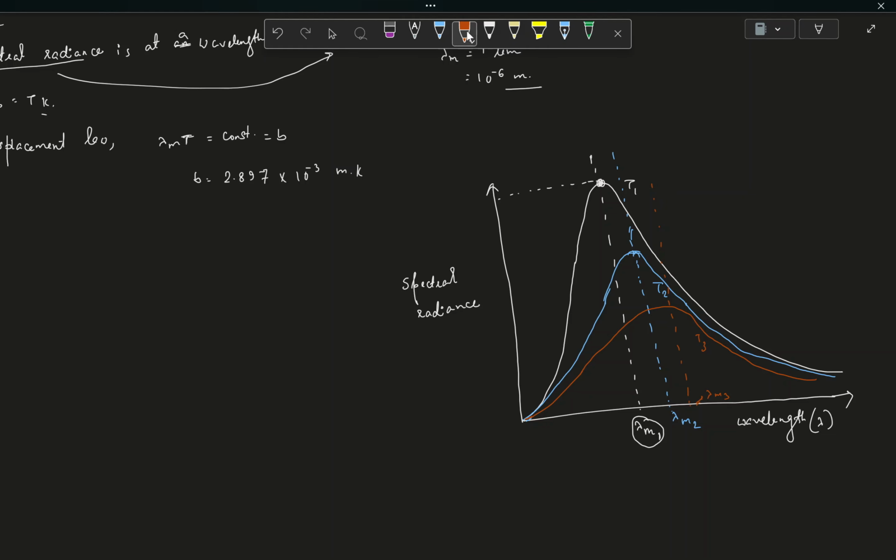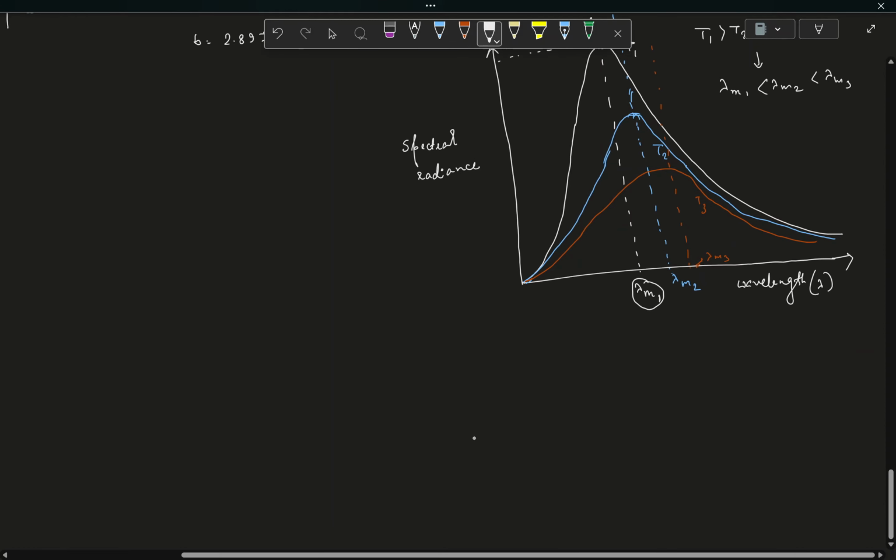So the relation in this case is that T1 is greater than T2, which is greater than T3. T1 is the highest temperature in this case. As a result, lambda m will have an inverse proportionality relation to T. So for T1, lambda m1 will be the minimum, where the peak value occurs is the lowest one, then lambda m2, and then the highest one is lambda m3, because there the temperature is the minimum.